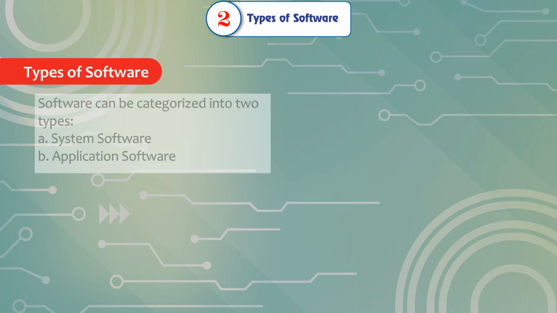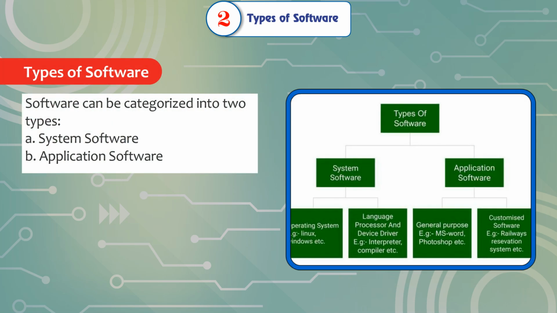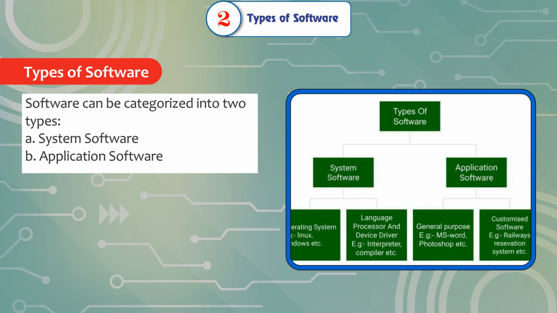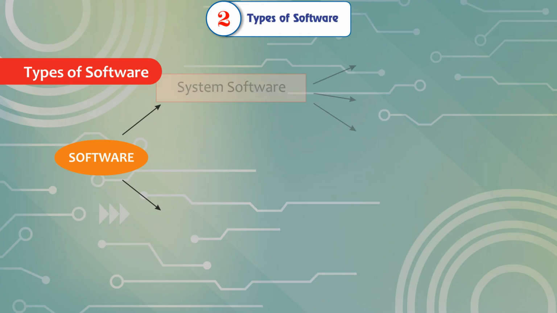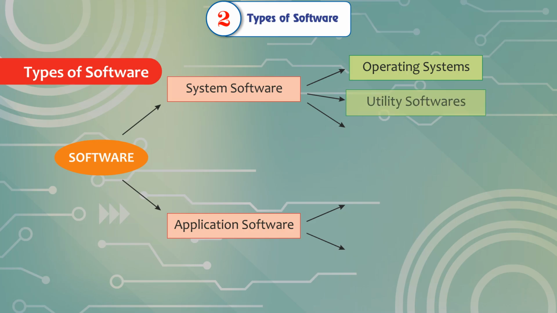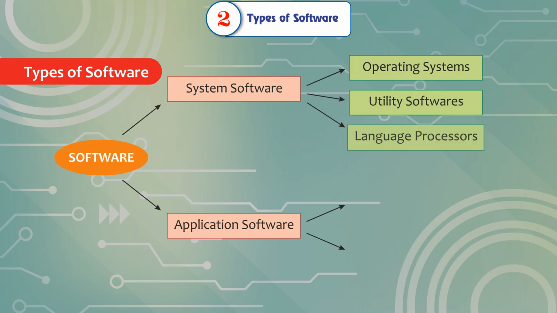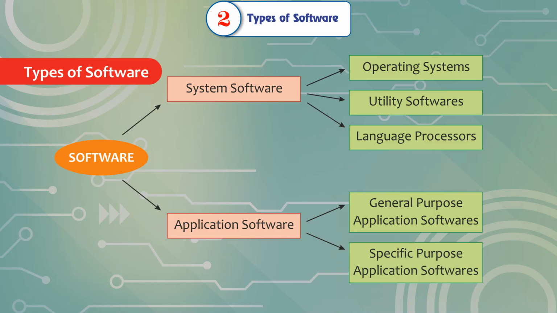Types of software. Software can be categorized into two types: A. System software. B. Application software. Software. System software. Application software. Operating systems. Utility software. Language processors. General purpose application software. Specific purpose application software.